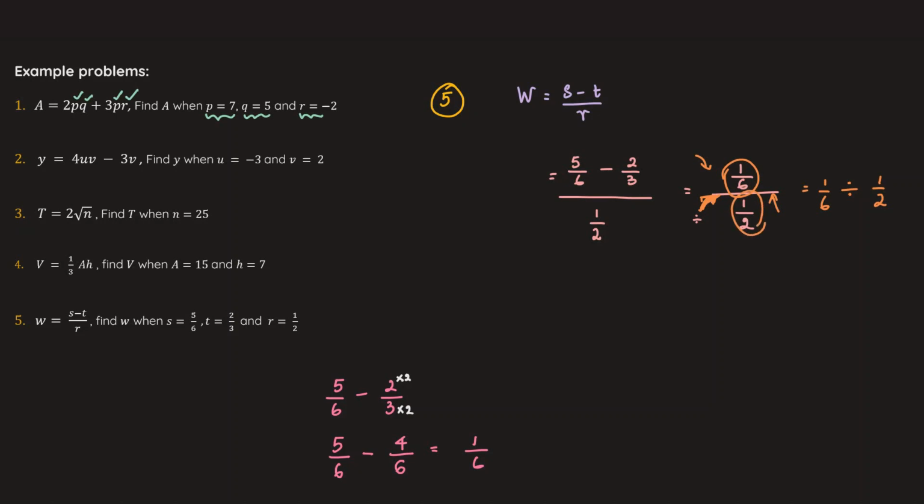What I've done here is I have written it in a different way so that it's easy for us to calculate. Now from here we can write this as 1 over 6, and then we can turn this division sign into a multiplication. And if we do that, the following fraction is reciprocated, so it becomes upside down. Now you can easily solve this. 1 times 2 is 2, 6 times 1 is 6, this is 2 over 6, or simplified, 1/3. So the value of w is 1/3.